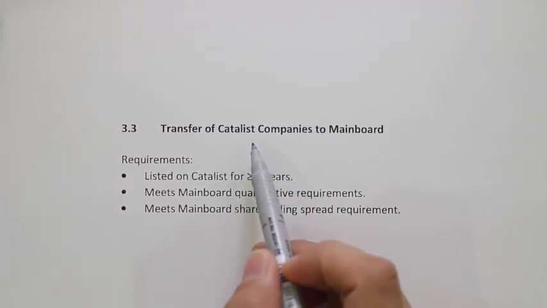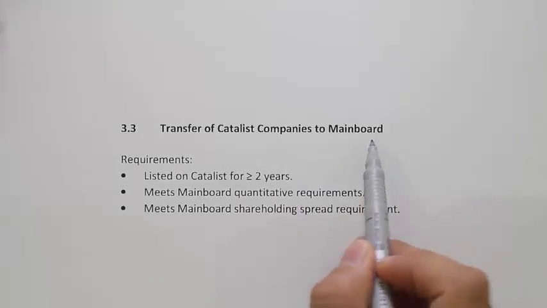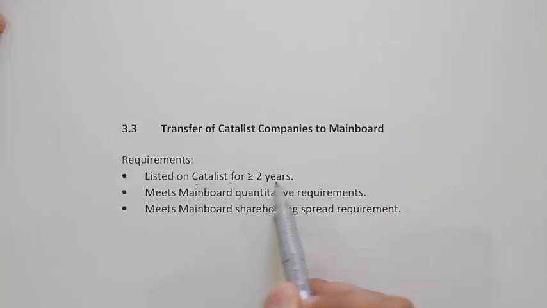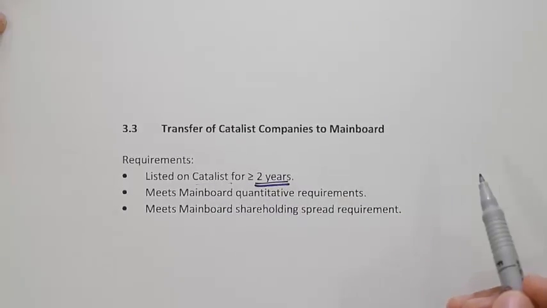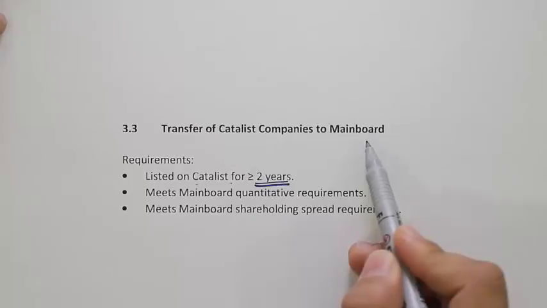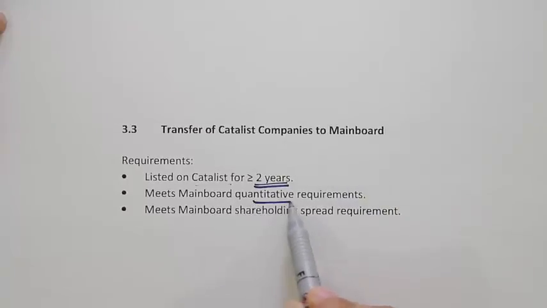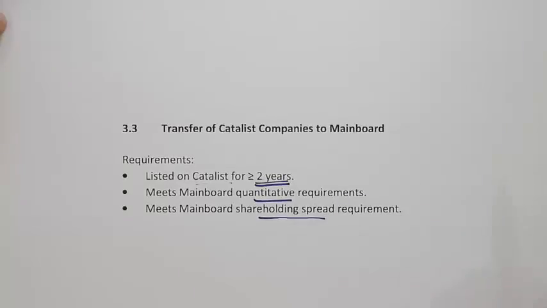Catalist companies have a chance to be promoted to the main board, and the requirement for them to do that is they must at least be listed on Catalist for 2 years. And to be able to be promoted to the main board, they must satisfy the main board requirements, which are the quantitative requirements as well as the shareholding spread requirement.